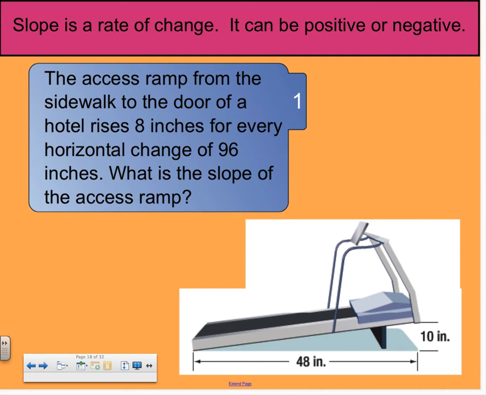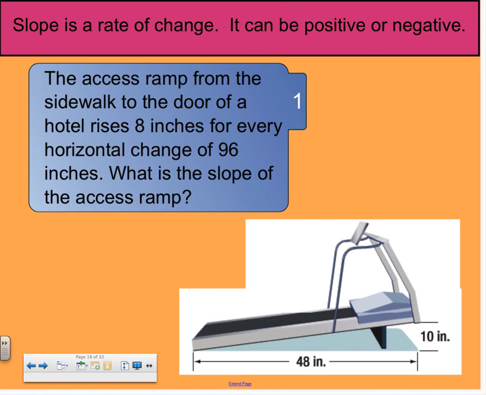The access ramp from a sidewalk to the door of a hotel rises 8 inches for every horizontal change of 96 inches. What is the slope of the access ramp? So you need to be able to determine slope looking at a diagram. In the next problems, we're going to try and find slope by looking at a graph, also by looking at a table, but you also have to be able to read.